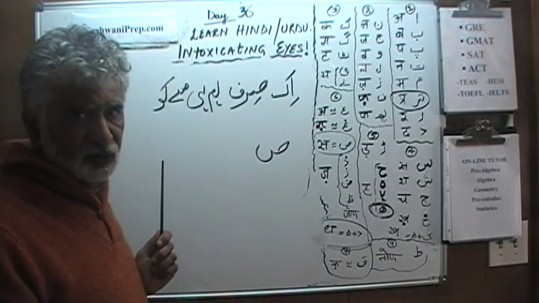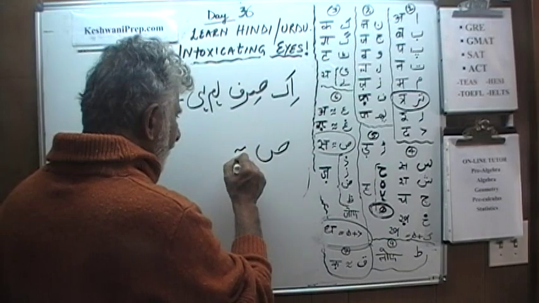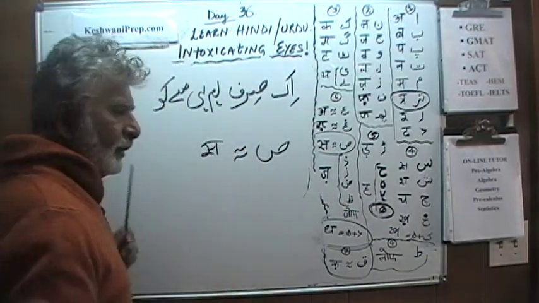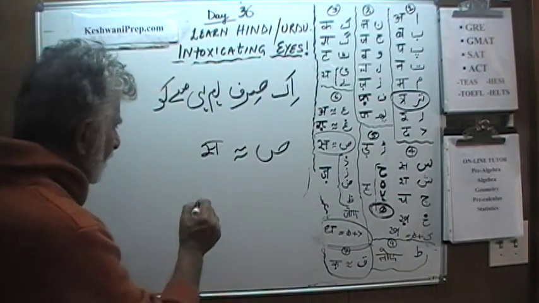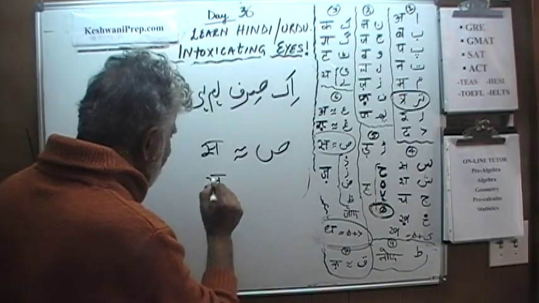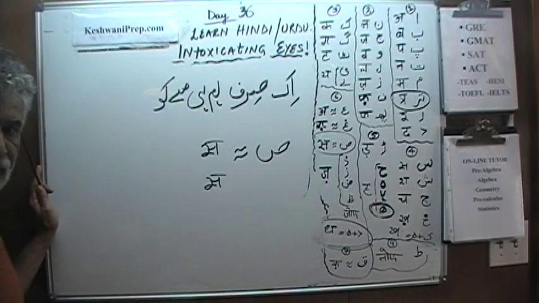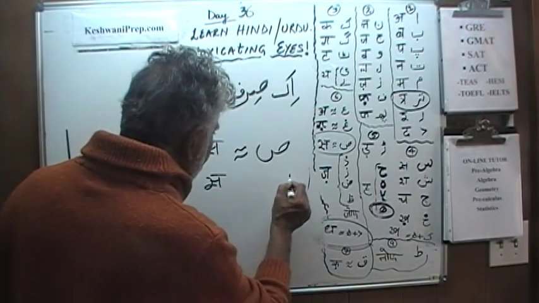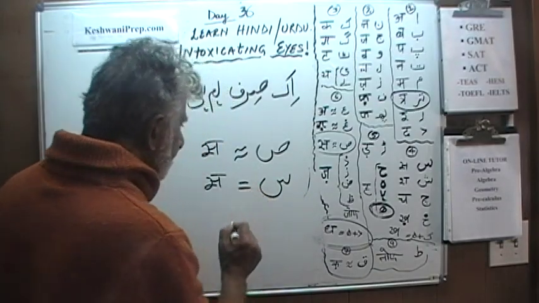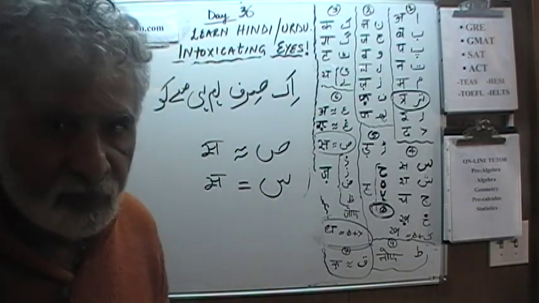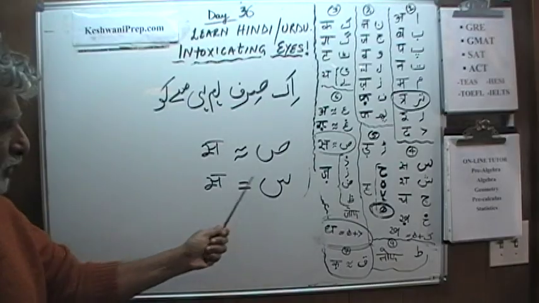This letter does not exist in Hindi. All we can do is approximate it. This is approximate sir. The exact equivalent of sir in the Urdu alphabet is this letter, seen. This is seen, not sheen, seen. We learned this also here.